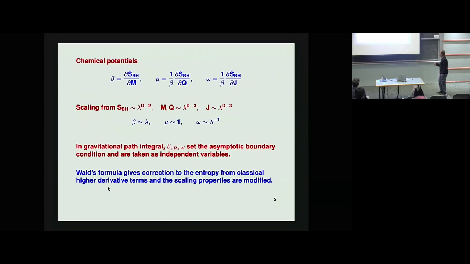These are important because in the gravitational path integral, we take beta, mu and omega to set the asymptotic boundary condition of the path integral, and these are taken to be independent variables.